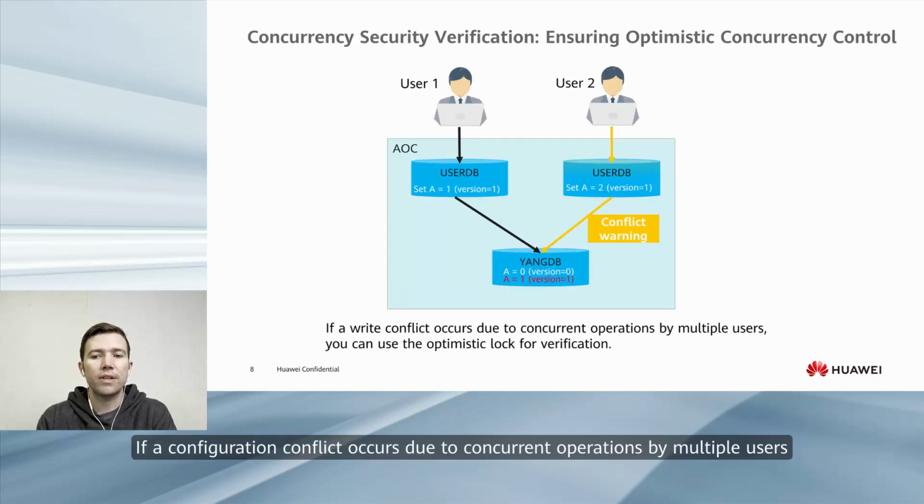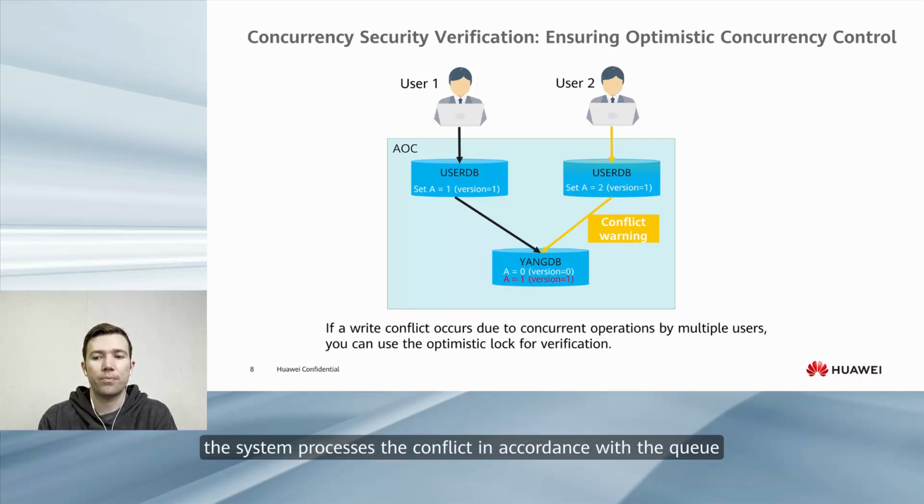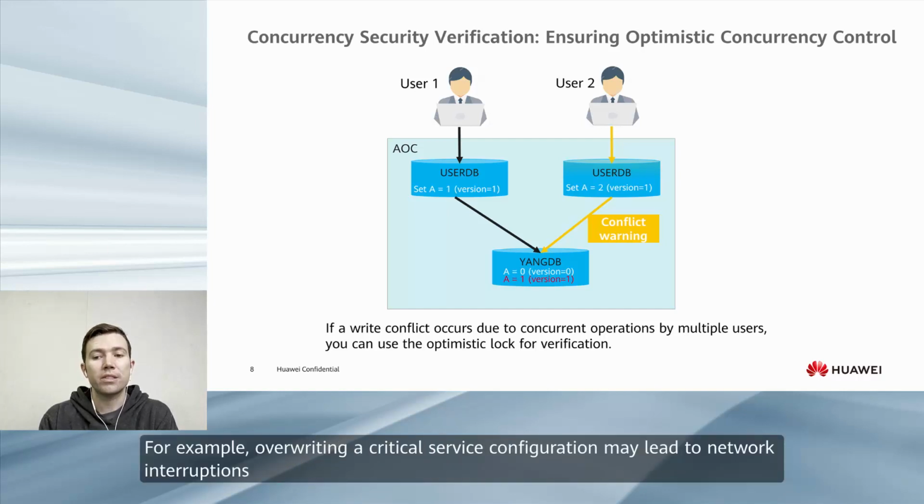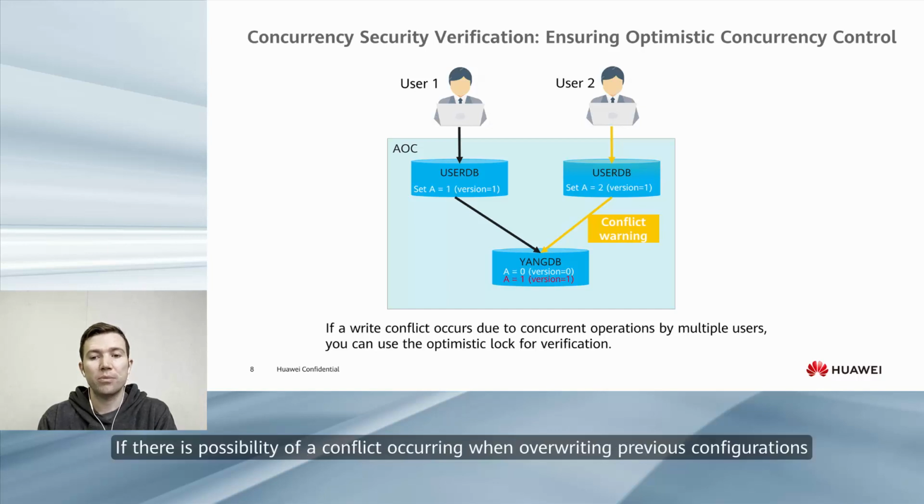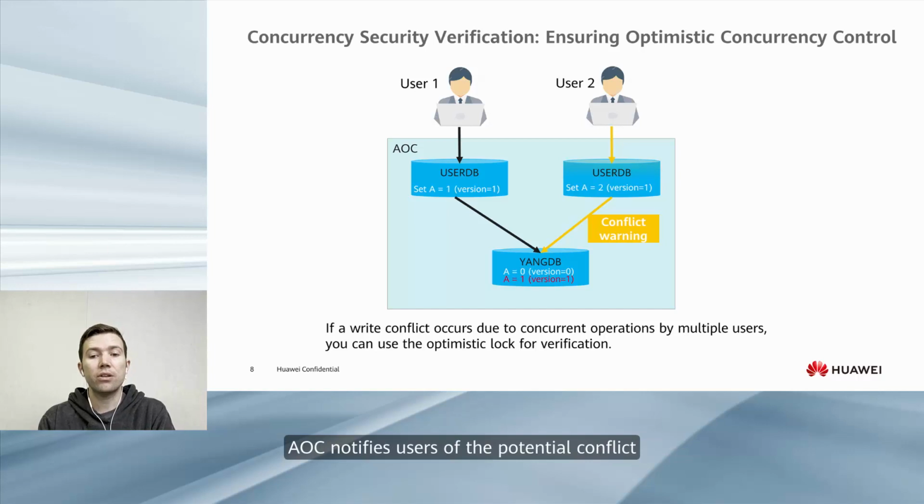If a configuration conflict occurs due to concurrent operations by multiple users, the system processes the conflict in accordance with the queue. This may cause many security risks. For example, overwriting a critical service configuration may lead to network interruptions. AOC has a concurrency security verification capability. If there is a possibility of a conflict occurring when overwriting previous configurations, AOC notifies users of the potential conflict.